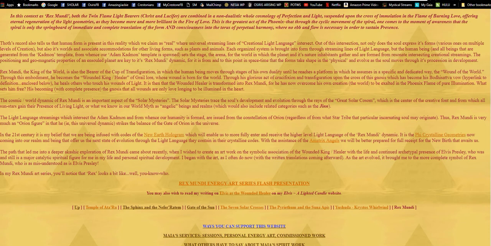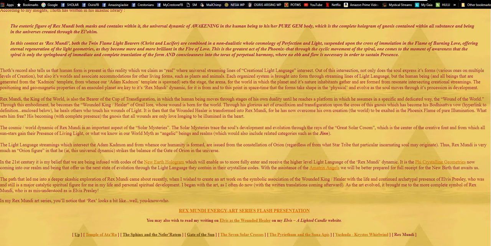In the 21st century, it is my belief that we are being infused with the codes of the New Earth hologram, which will enable us to more fully enter and receive the higher light language of the Rex Mundi dynamic. It is the 5 crystalline geometries now coming into our realm that offer us the next state of evolution through the light language they contain in their crystal codes. With the assistance of the matrix angels, we will be better prepared for full receipt of the new birth that awaits us.